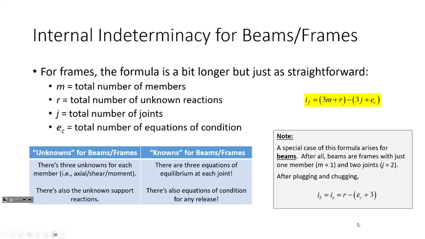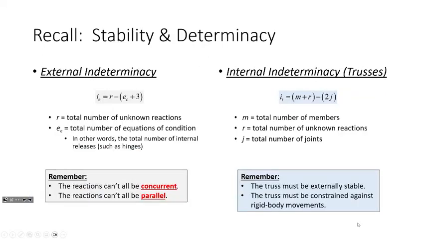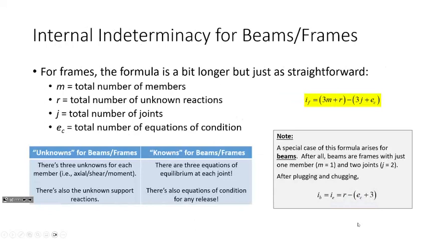The nice thing about the expression is that there's a special case. This expression is by default for frame structures, but a beam is just a frame with 1 member and 2 joints. So if you set m equal to 1 and j equal to 2 and plug and chug, you actually get the same expression as IE. I mentioned that for your benefit on the FE exam, because when you open the FE reference manual, the only 2 expressions you're going to have are this one and this one, but this one resolves to the external indeterminacy one pretty easily. So I just throw that out there in case you're wondering where it went. Well, it's baked into that.